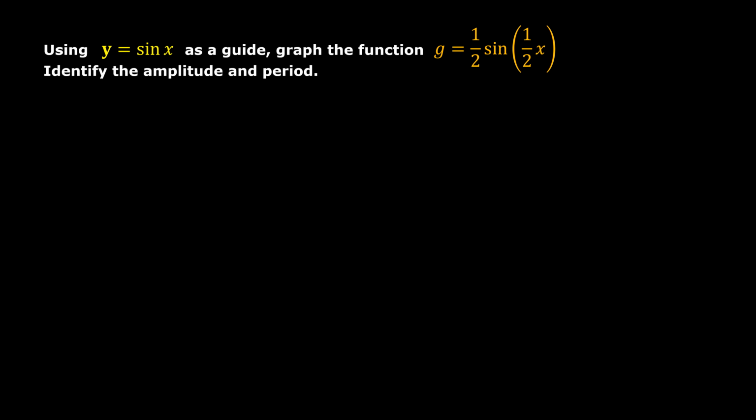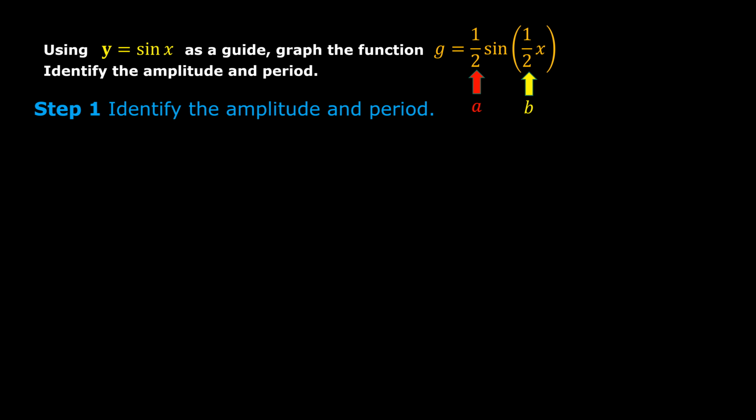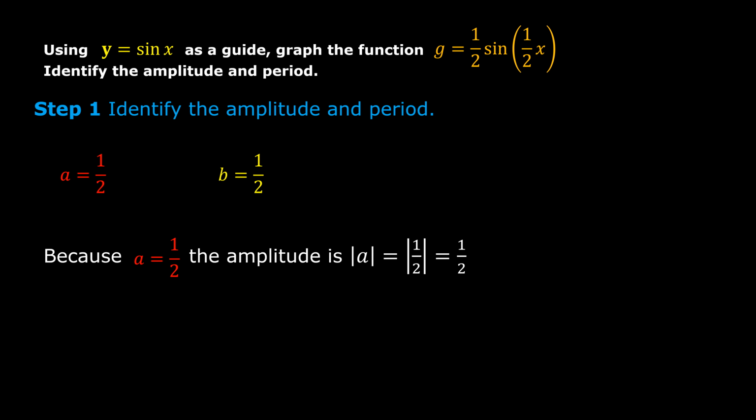Look at this example. Using y = sin x as a guide, graph the function g(x) = half sin(half x). Identify the amplitude and the period. Step 1: identify the amplitude and the period. This is a and this is b. So a equals half and b equals half. Because a equals half, the amplitude, which is the absolute value of a, is half.